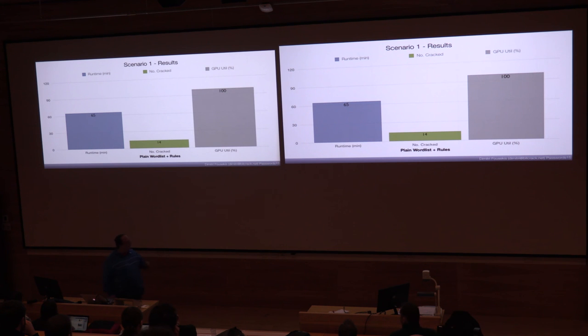Then we took our plain word list, the 15 gig one, and we combined that with rules. The picture improves a bit. We've given our GPUs something nice to do now. They were maxed at 100%. We cracked 14 out of 20 passwords. That's a good number, but we increased our time. Our runtime now was 65 minutes for this test. Not bad, but also quite a time to wait for 20 passwords to be recovered and to run through a 15 gig word list.